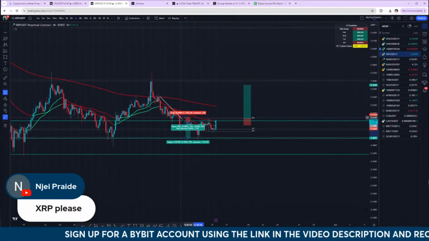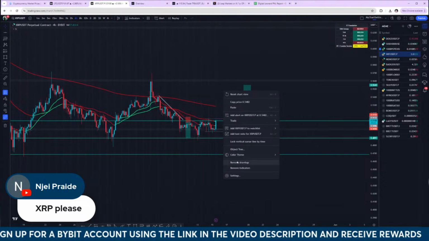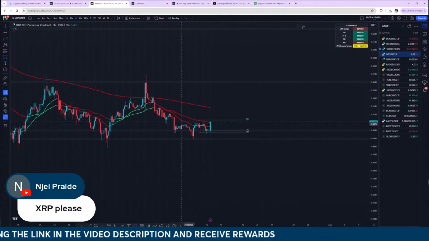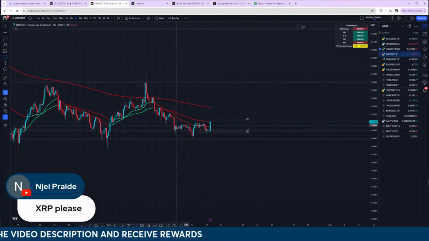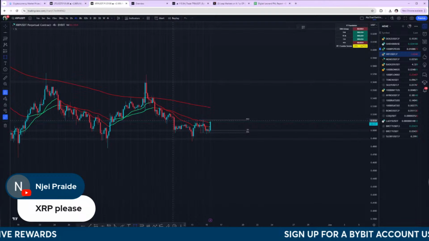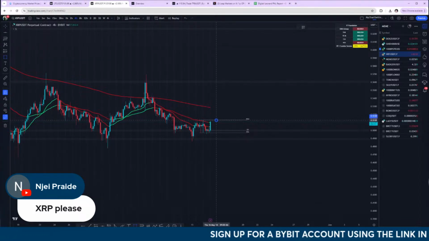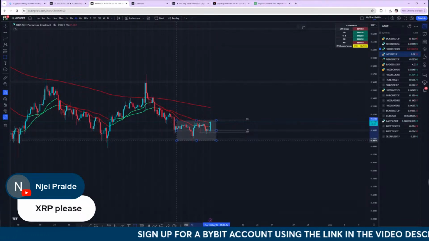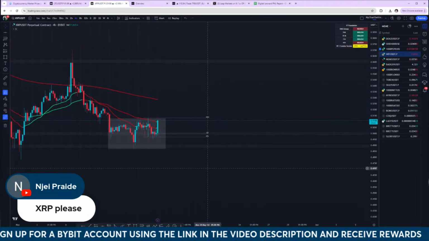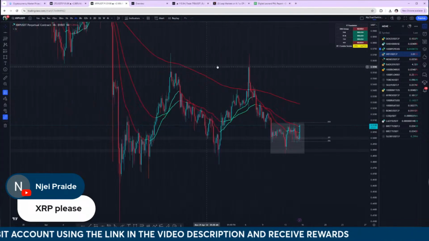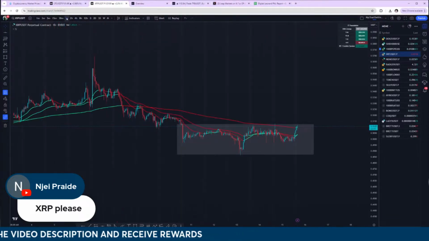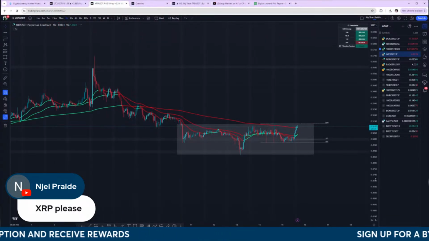We equally have that box for XRP. Let me just go ahead and remove these things. We equally have this area here that we need XRP to break above. So let's say from here, we still need to break out of that box. If we do, then we'll be looking for a long trade, but on the higher time frame, XRP is still bearish.